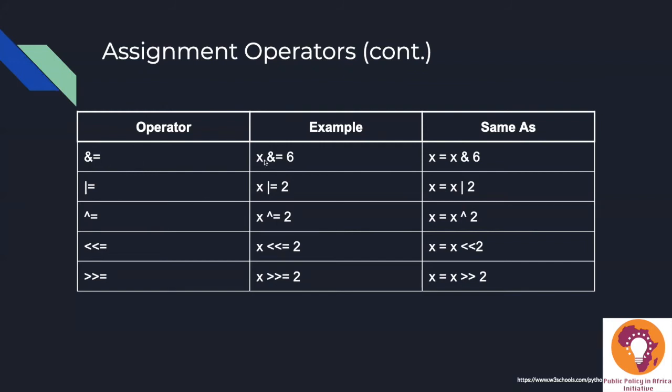So and equals is like a bitwise and on x, and it'll store the value back in x. The value stored back in x will be like x equals x bitwise and 6. If we have time, I'll write out exactly what this looks like and how this would evaluate, but just know it's not terribly important to know right now. You're very rarely going to see these.